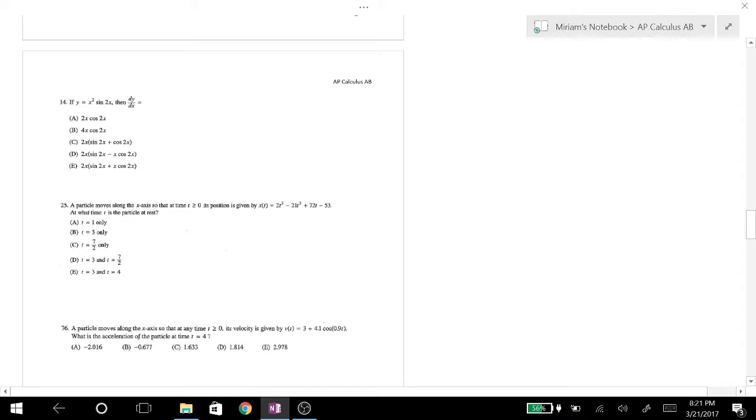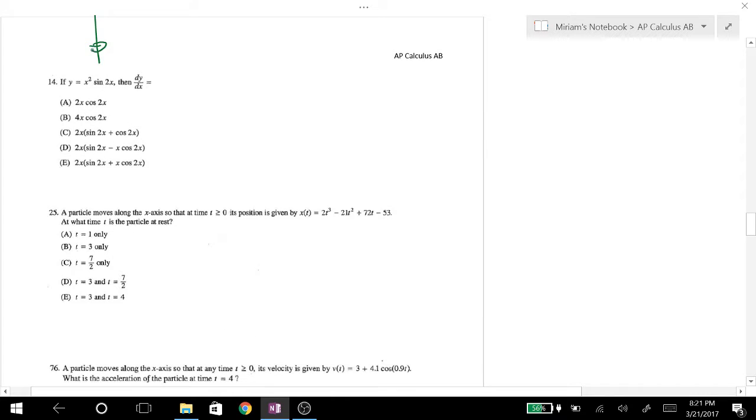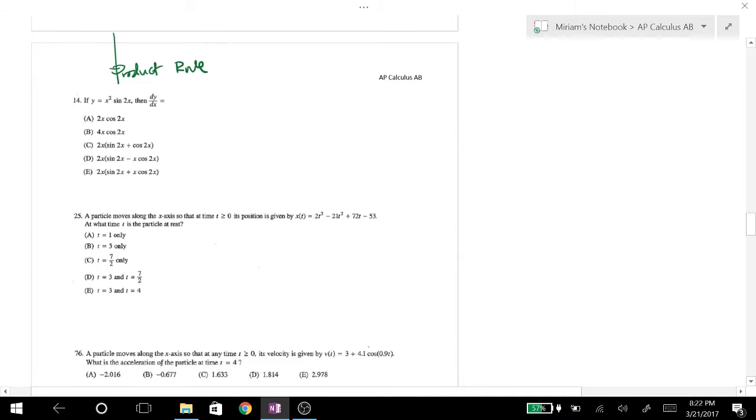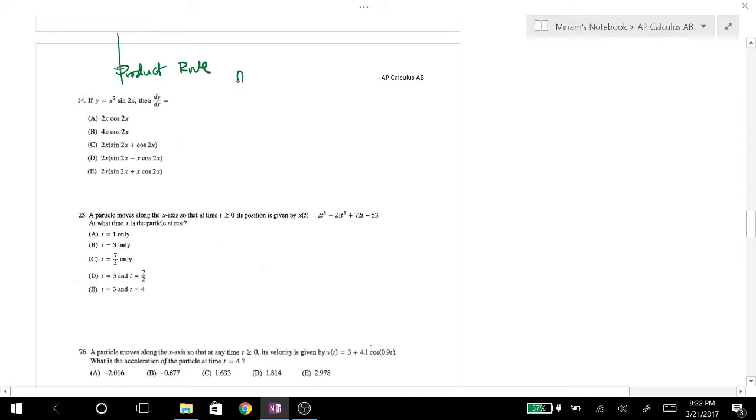Number 14, I have a function x squared times sine of 2x, and I need to get dy over dx. So here they're being multiplied, so I know I need to use the product rule. Okay, and I'm going to help you split it up. f is x squared, g is sine of 2x.